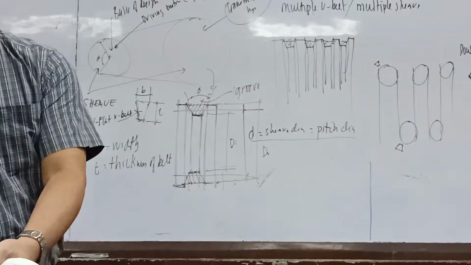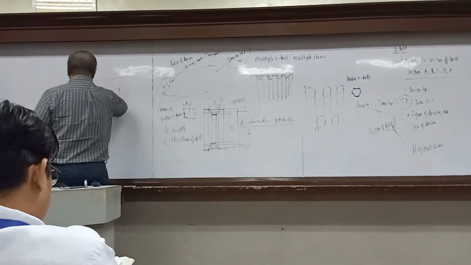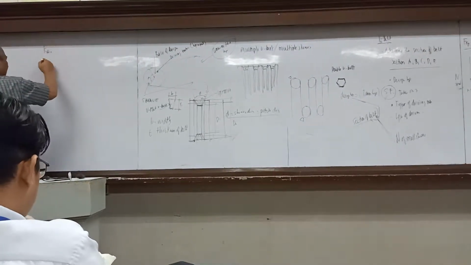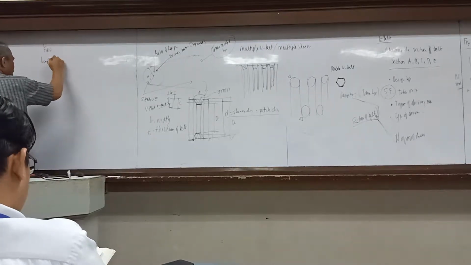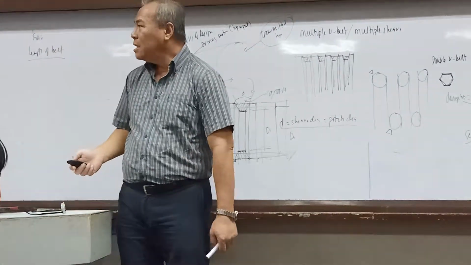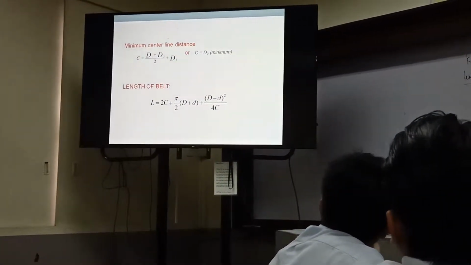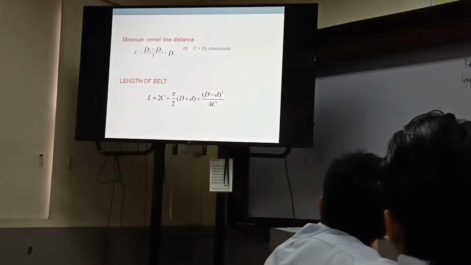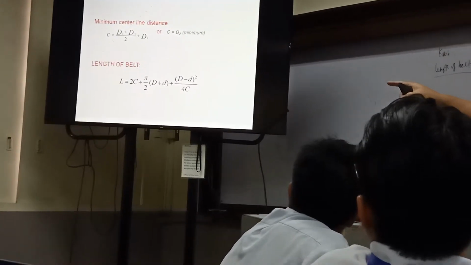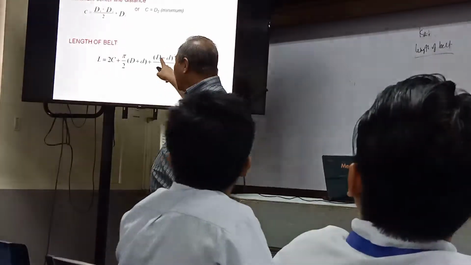So, how do we use table 17.6? Before you can use it, you need to determine first the length of the belt. How do you determine the length of the belt? It depends. If it's an open belt, you use that equation. But if it's a cross belt, which is also possible for our V-belt, it is the same equation except that this term becomes plus.